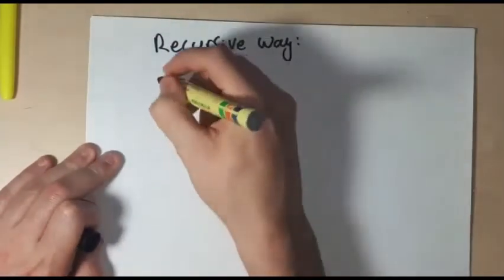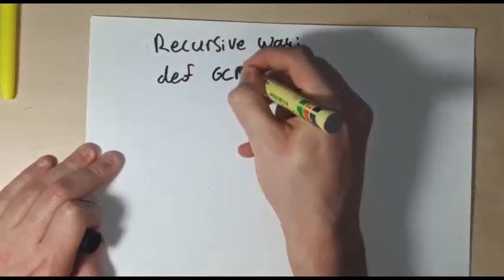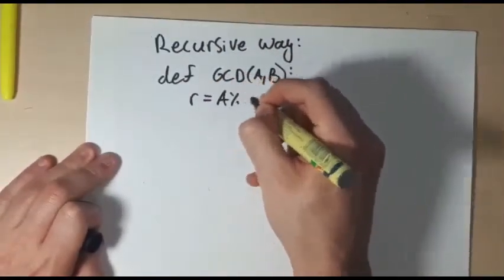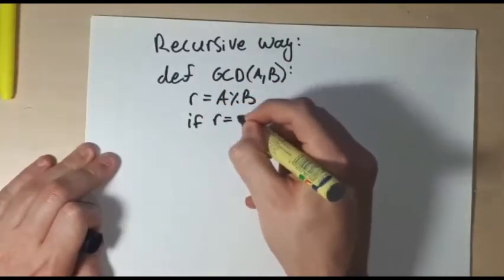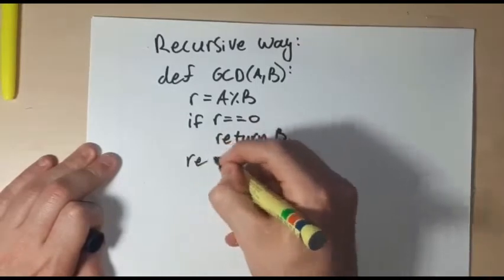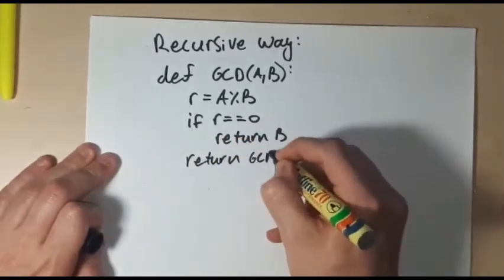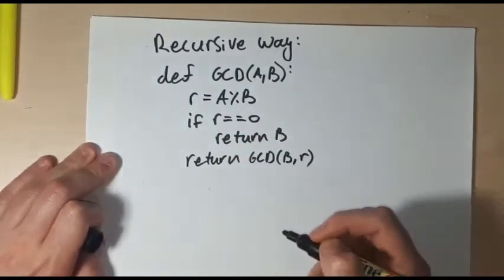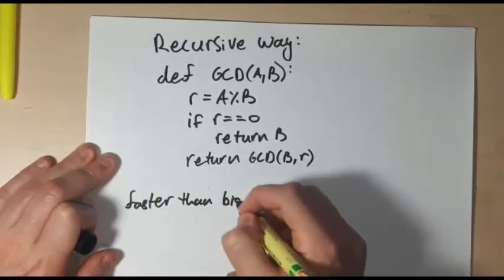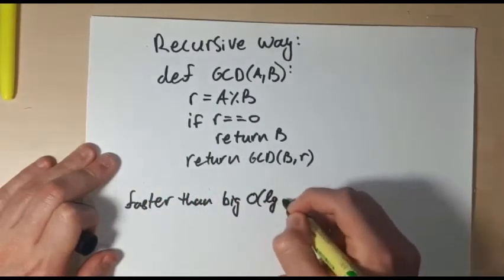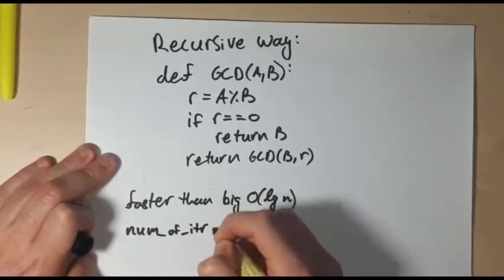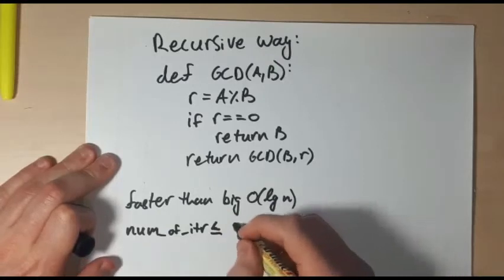I will start each call by calculating the remainder r. The base case is where r equals 0 and we will return the previous r, which is now b. If r is not 0, it will call the function again with b as the new a and r as the new b. The algorithm performs better than O(log n) because usually in each iteration the numbers get smaller by more than half.